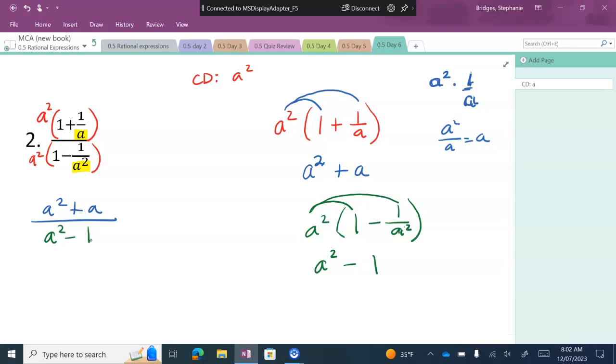Okay, what I want you to do next is factor the top and the bottom if they can factor. We've changed our fraction. We can always change a fraction by multiplying the top and the bottom of it by the same thing. We happen to multiply it by a squared this time. That resulted in a squared plus a over a squared minus 1. Before we can start simplifying, we need to try to factor the top and the bottom if we can.